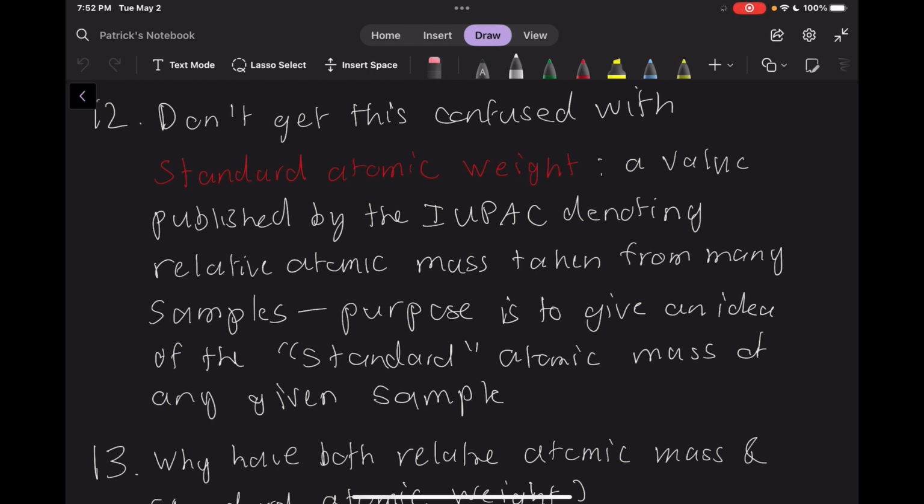Standard atomic weight, then, is basically a value for relative atomic mass that could theoretically be applied to any sample found anywhere on Earth. The key word here is theoretically. There will be some discrepancies, obviously, but the purpose of publishing standard atomic weights for each element is to provide a standardized and statistically accurate value for relative atomic weight, so scientists in different parts of the world aren't using completely different values for an element's relative atomic mass.